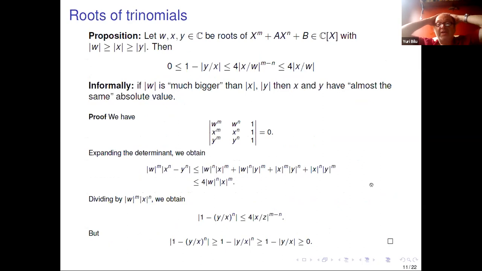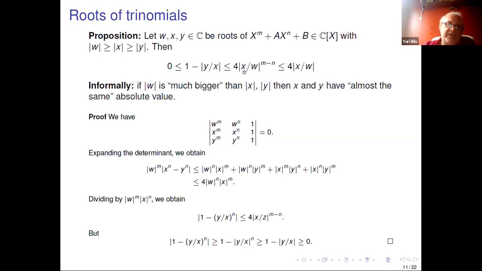Okay, so all is based on simple, basically trivial properties of roots of trinomials, which are the following. Assume that we have three roots W, X and Y of a complex trinomial, and W is bigger than X, X is bigger than Y in absolute value. Then Y over X is bounded by something like this. The moral is that if W is much, much bigger than X, then X and Y must have very, very close absolute values.